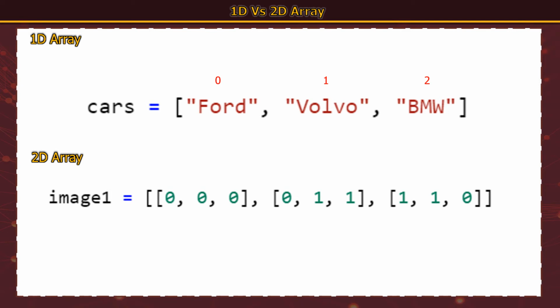If it does, Ford would be 1, Volvo would be 2, and BMW would be 3. The correct way in programming is indexing from 0, which is Ford is 0, Volvo is 1, BMW is 2.